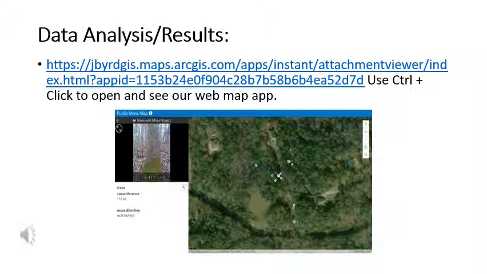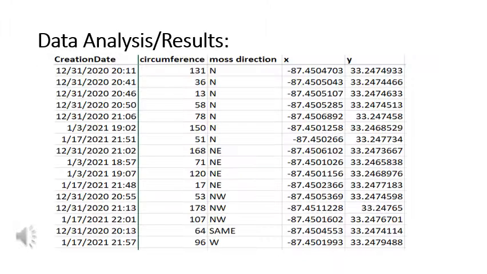You can see a map of where we collected the points, and each direction has a different color. Click the link and you go to the web map to see our results and the photos. Here is a table of our results with creation date, circumference, moss direction, longitude, and latitude.